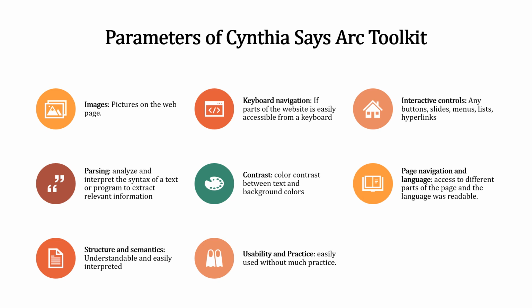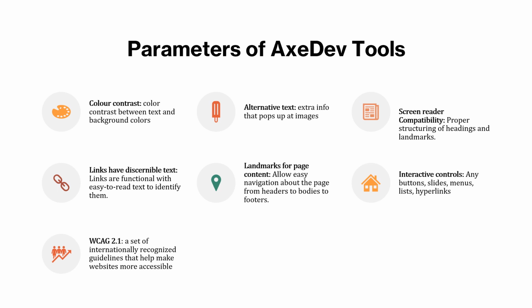Now let's move on to the parameters for the dev tools. We have color contrast, alternative text, screen reader compatibility, if the links have discernible text, landmarks for page content, interactive controls, and if it was in compliance with WCAG 2.1. The color contrast, as we earlier said, is the difference between the text and background colors if they're correctly matching. Alternative text, extra info that pops up at images, graphs, charts.